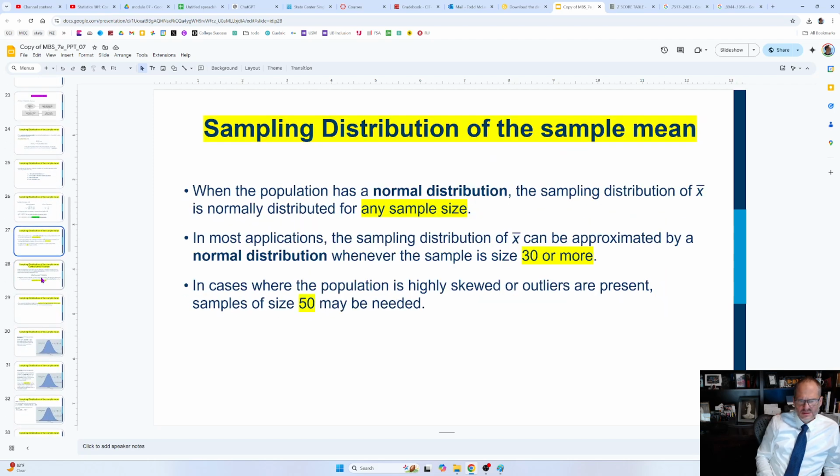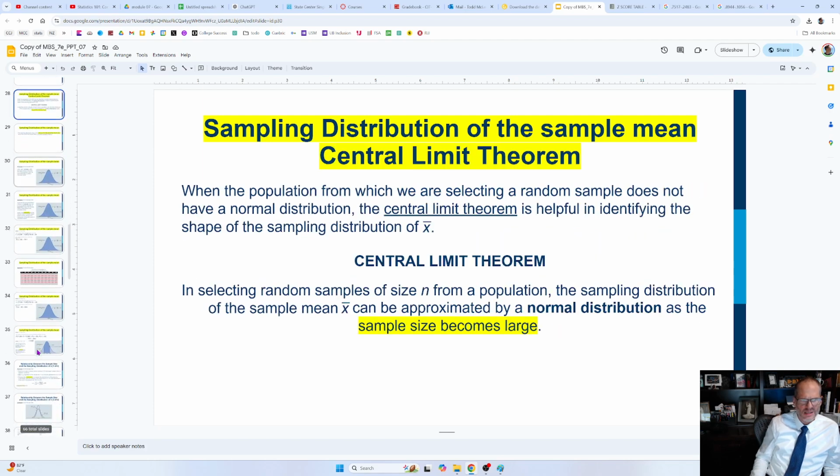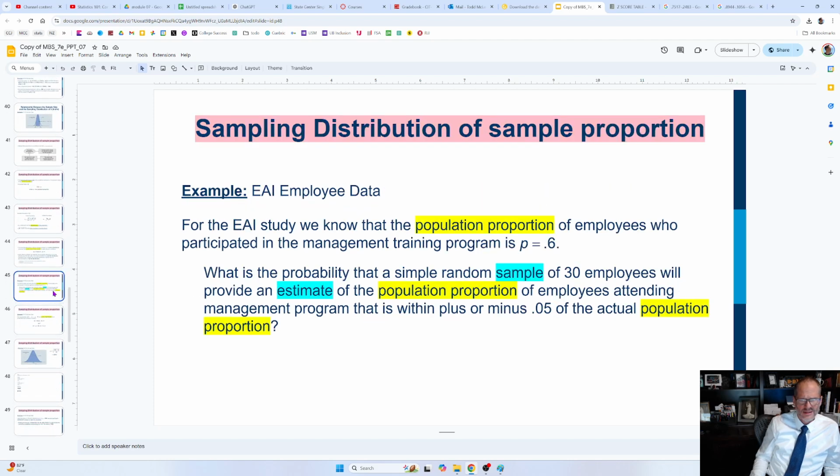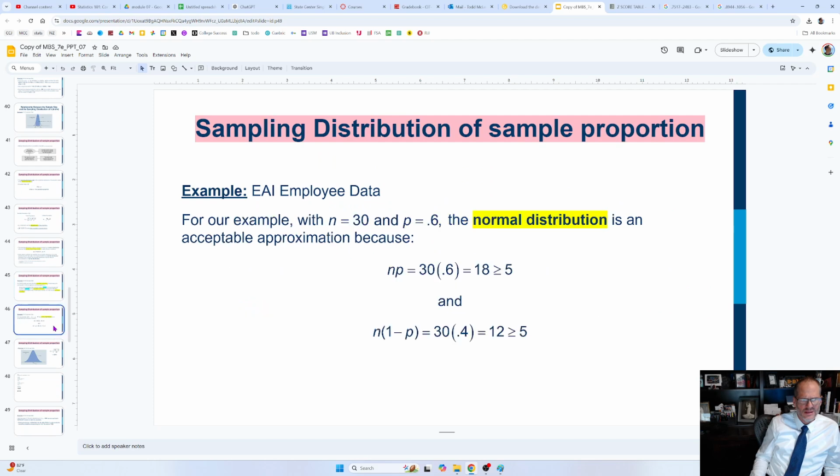So in most applications, the sampling distribution of the sample mean can be approximated by a normal distribution whenever the sample size is 30 or more, and that takes us to the central limit theorem. So that's why you see sample sizes where it's like, hey, this is 30, and there it is.